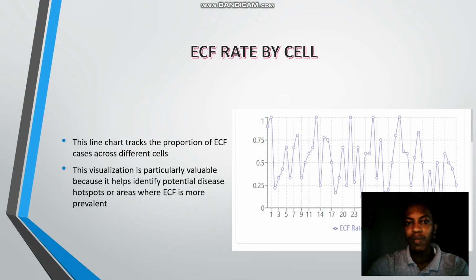So next we're going to talk about the ECF rate by cell, and this line chart tracks the proportion of the East Coast fever cases across different cells, and it is valuable in identifying these hotspots where intervention efforts should be prioritized. So once a hotspot is identified for East Coast fever, it should be prioritized and the necessary control measures should be put in place.